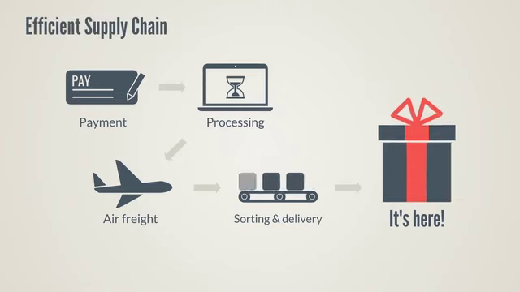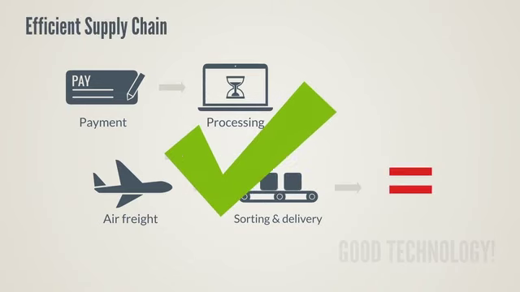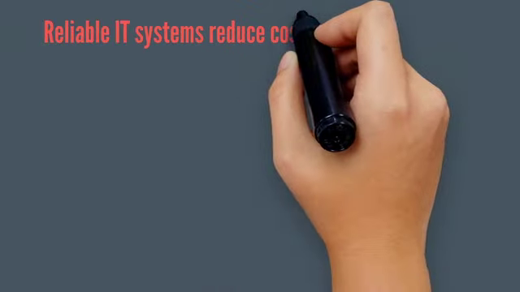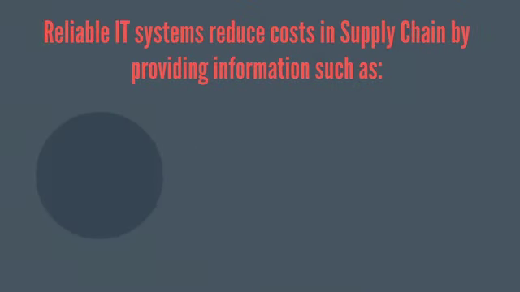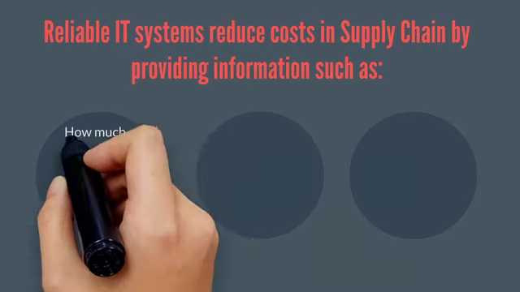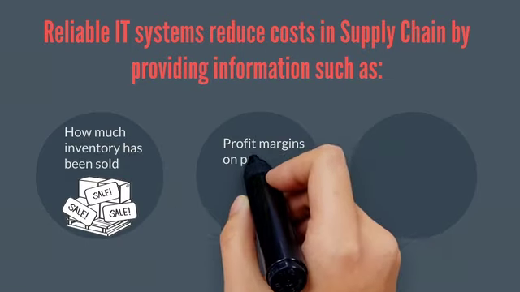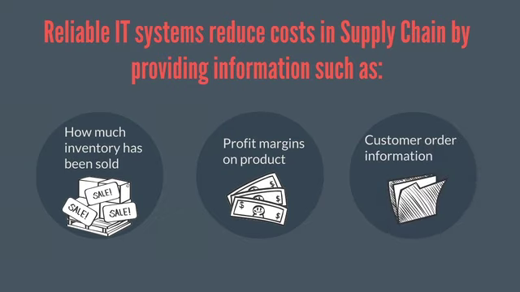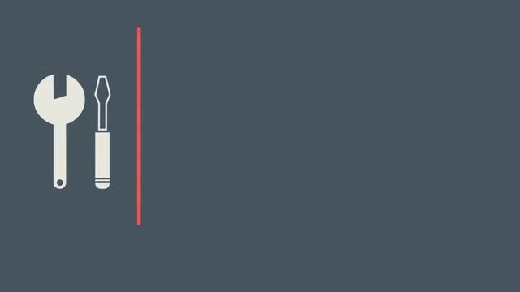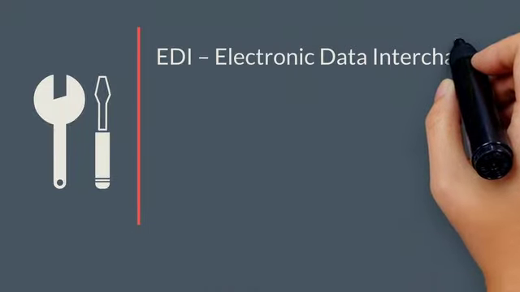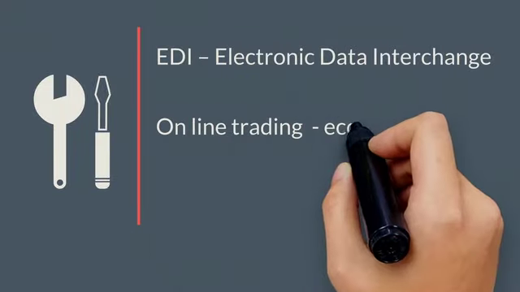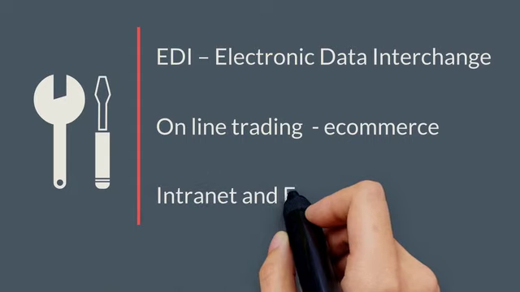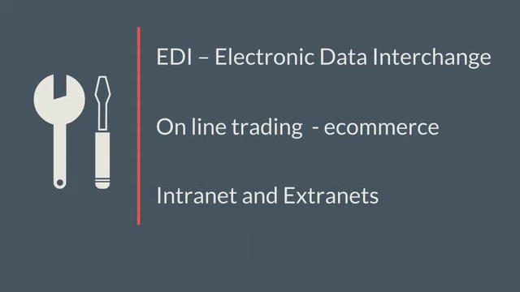In order for a supply chain to be efficient, a good technology system should be in place. Reliable IT systems play an important role in reducing costs in the supply chain by providing important information such as how much inventory has been sold, what the profit margins are on a product, customer order information, and so forth. Some tools that can be used for the data that is exchanged and integration are EDI, or electronic data interchange, online trading, also known as e-commerce, and intranets and extranets.